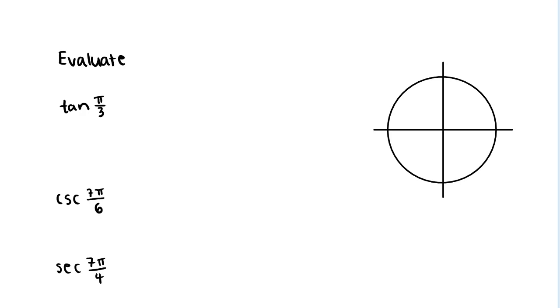Really, that pi over 3 is there just to be seen as the input to our tangent function. And so how do we evaluate tangent of pi over 3? Well, the way we usually do this is we see this as sine of that same input, sine of pi over 3, divided by cosine of that same input, cosine of pi over 3. And so now we just need to evaluate sine and cosine of pi over 3.